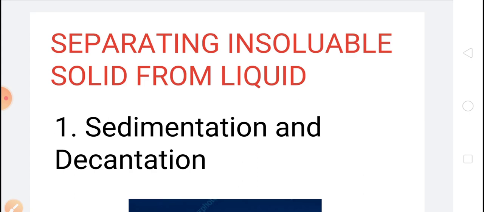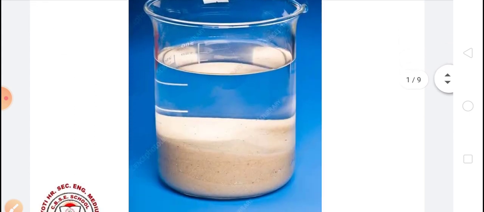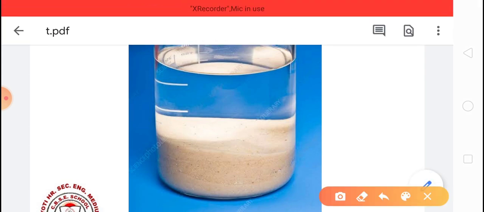The mixture, which consists of liquid with insoluble solid particles of a substance which is heavier than water, is allowed to stand undisturbed for some time. It will be noticed that after some time the heavier solid particles settle down at the bottom, and the clear liquid is obtained above it. This method of separating heavier insoluble solid particles from the liquid is known as sedimentation.